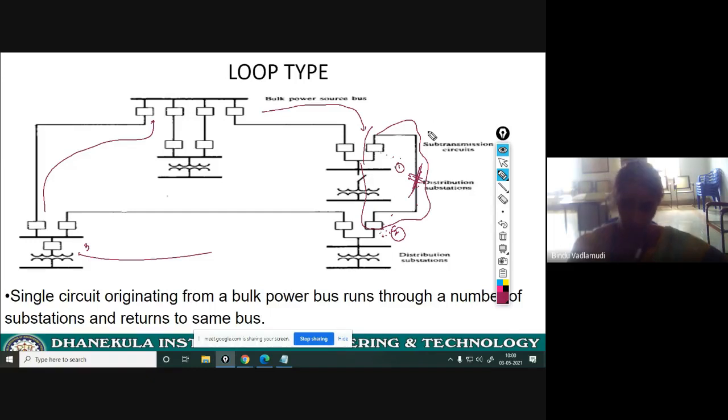Okay, as it is a loop type of arrangement, if the fault occurs in this area, is there any backup for substation one? Please answer. No, ma'am.